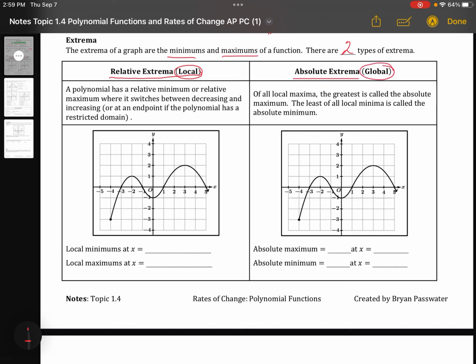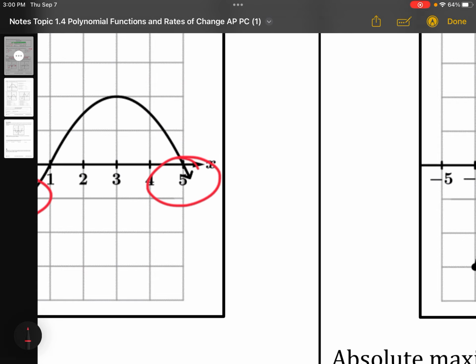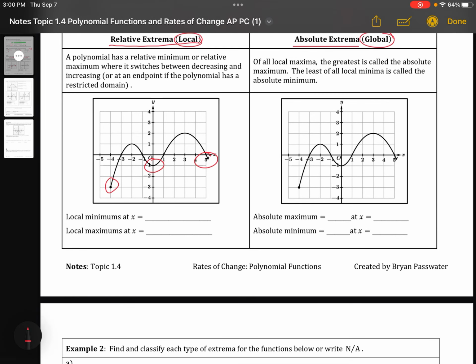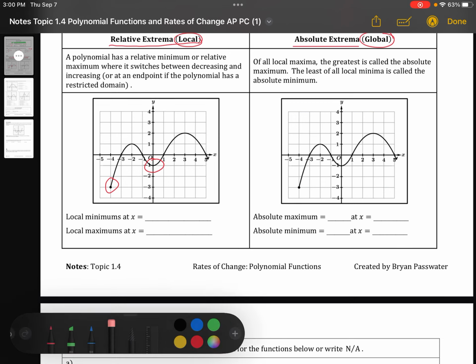The relative extrema are our local points, where if we were to look at just an area of a graph, we would say, where is there a minimum where it goes down as low as possible and then starts to climb up again? In this particular case, we have minimums here and here. Some of you might think we have a minimum here, but if you look closely, there's an arrow there, and that means it goes down forever. So that is not one of our minimums.